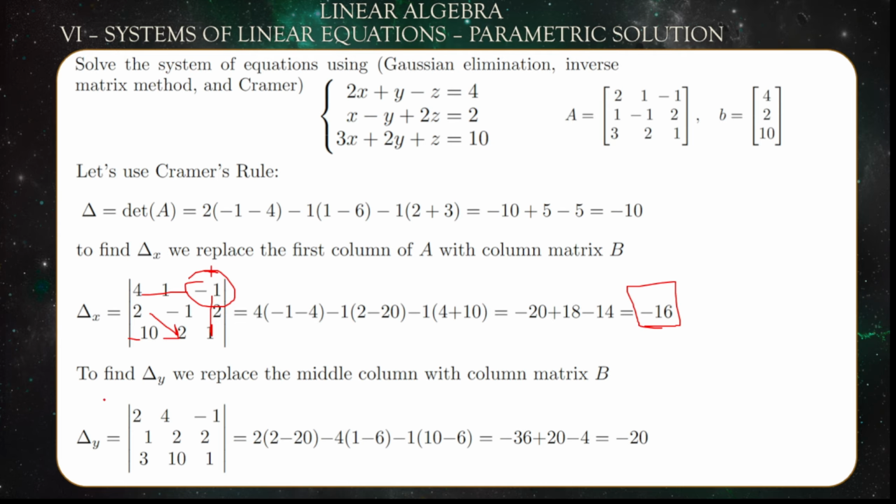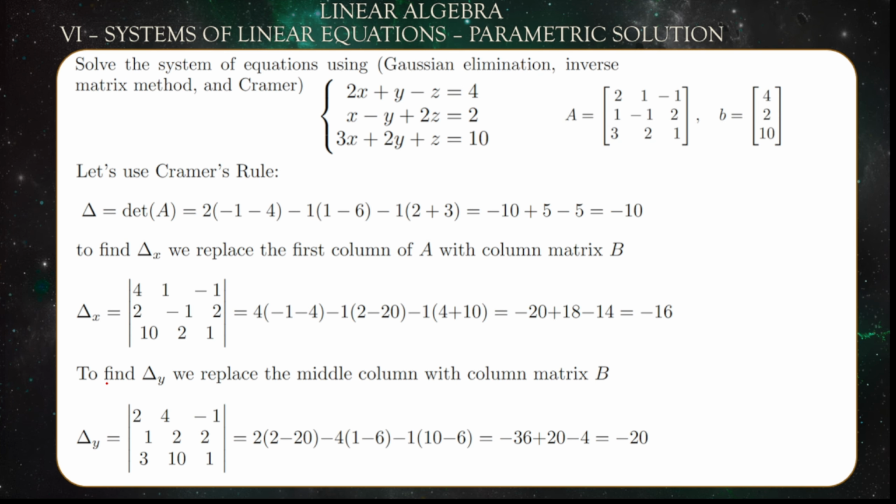Same thing for delta y. We replace, in such case, the middle column with column matrix B. So the middle column, which is 1, minus 1, 2, is replaced by 4, 2, 10. And you evaluate delta y. So you get 2 multiplied by 2 minus 20. Then minus 4 multiplied by 1 minus 6. Then minus 1, which remains minus 1 multiplied by 10 minus 3 by 2, so 10 minus 6, equal minus 20. This is delta y.